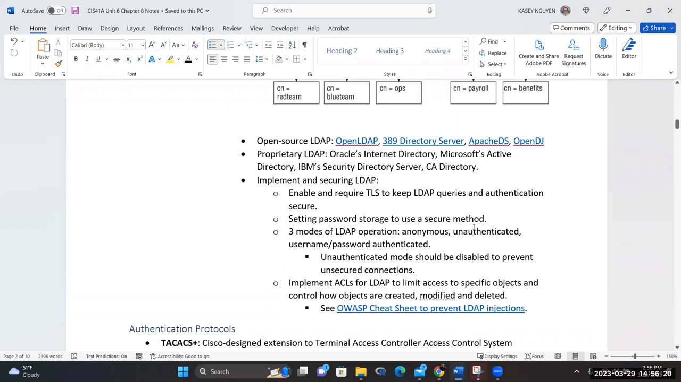Now, these two impose risk because if you don't have accounting capability, you would not know who's doing what and at what time. And then we would have user password authenticated. So preferably we want to use the operation and the user password authenticated mode so that way we can track and manage the access portion of once they're authenticated, right?